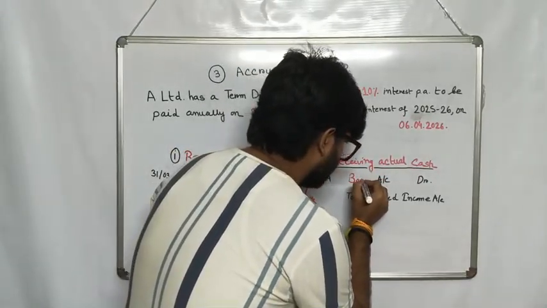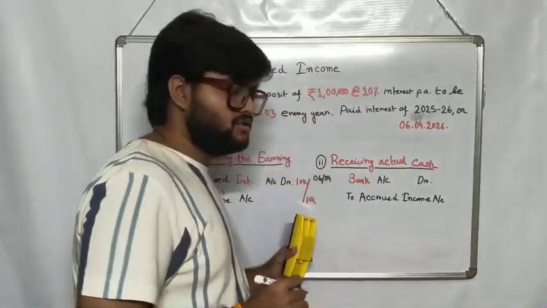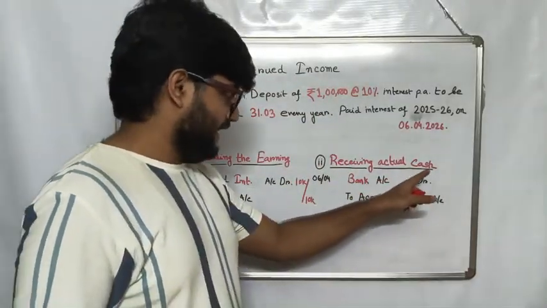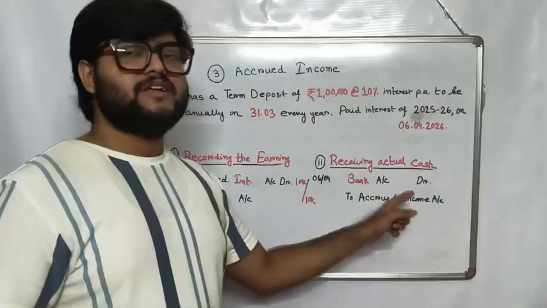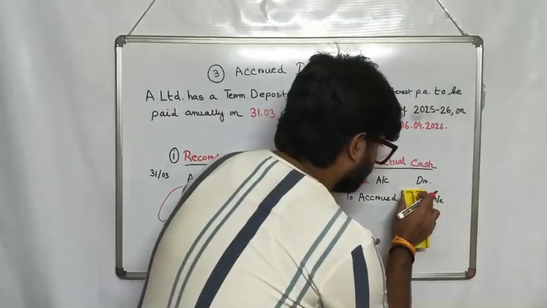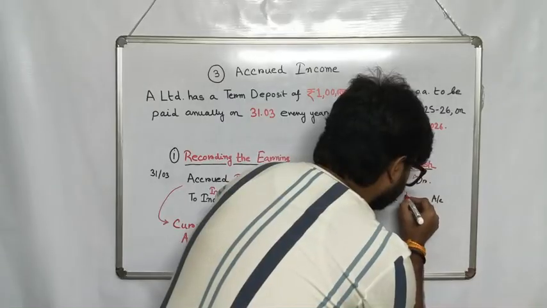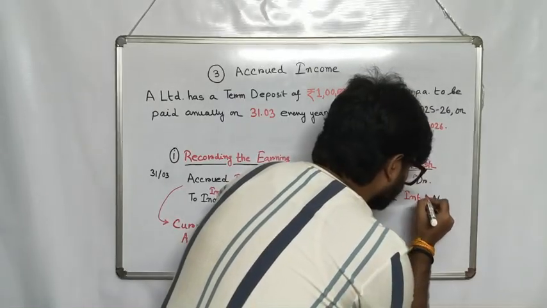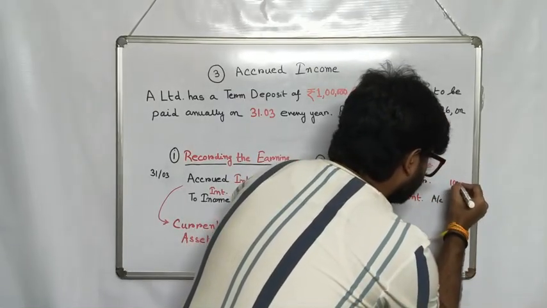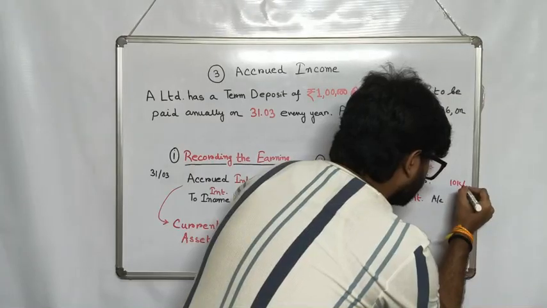Bank will directly pay to your account. So bank account debtor to accrued income. Now accrued income becomes accrued interest. Okay, that is again 10,000 each.